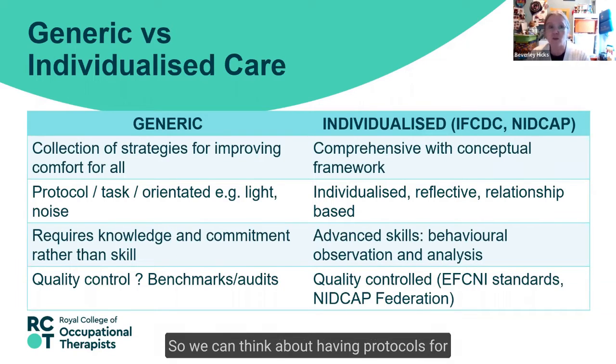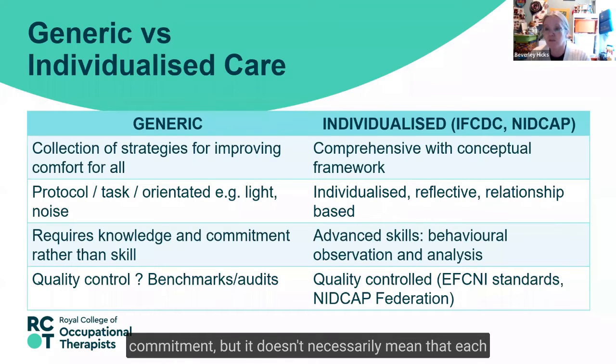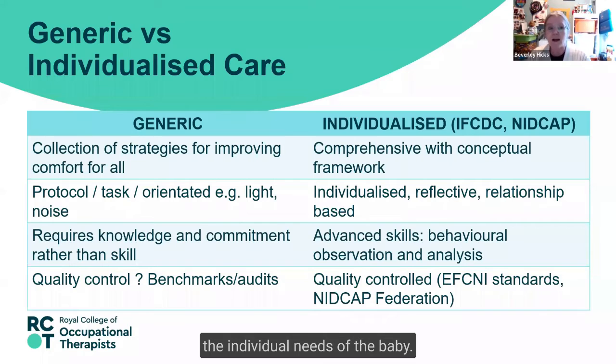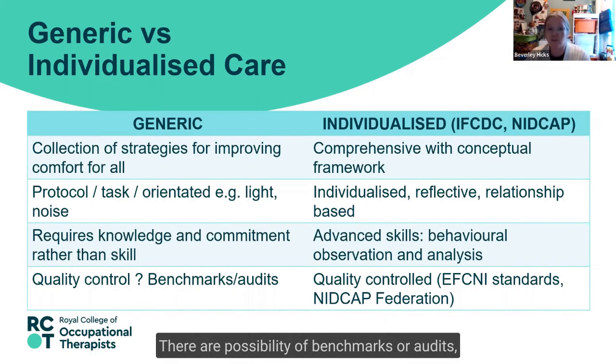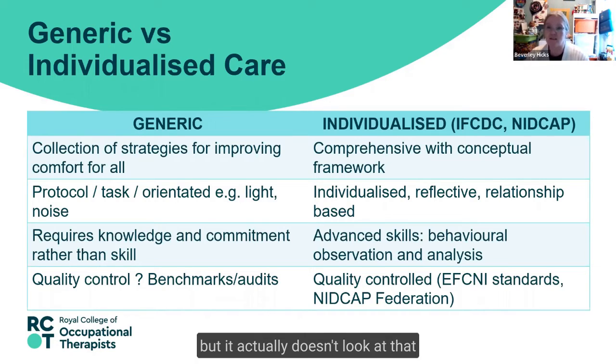which is really good. So we can think about having protocols for light or for sound, for thinking about when a baby can come out for kangaroo care. You need knowledge and you need to have commitment, but it doesn't necessarily mean that each person is very specialist or skilled at assessing the individual needs of the baby. And the quality control can be very varied. It is possible to do benchmarks or audits, but it actually doesn't look at that individual care for the infant.